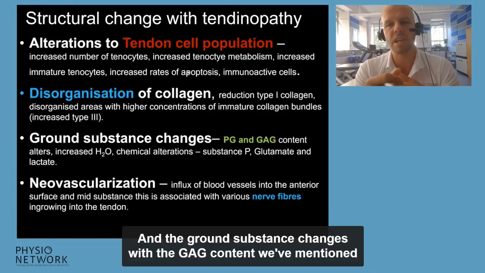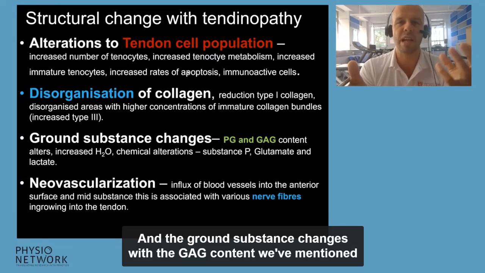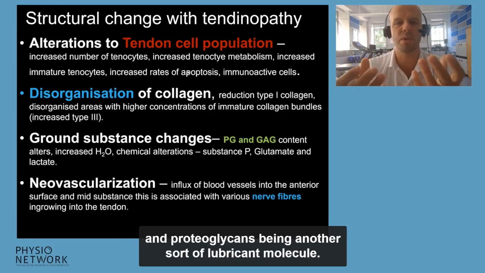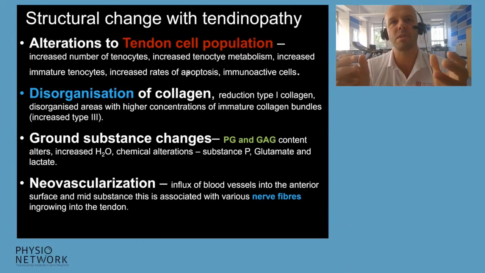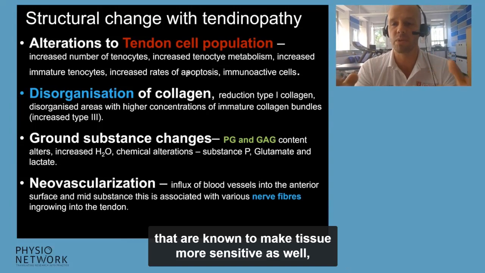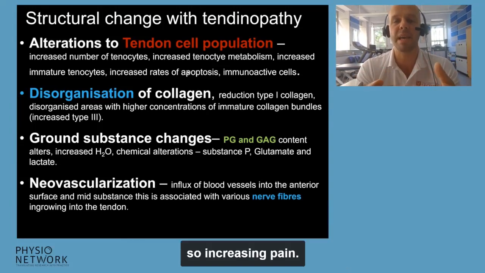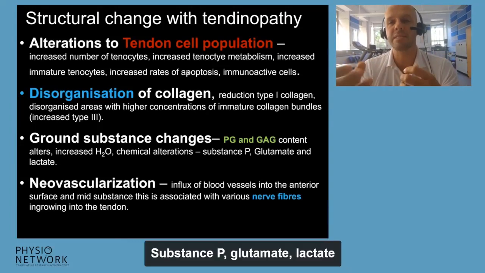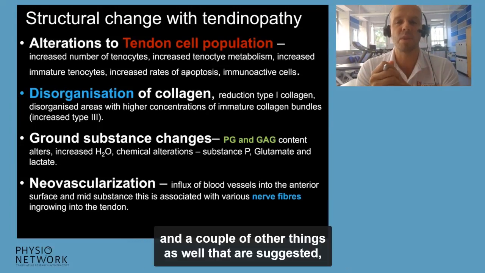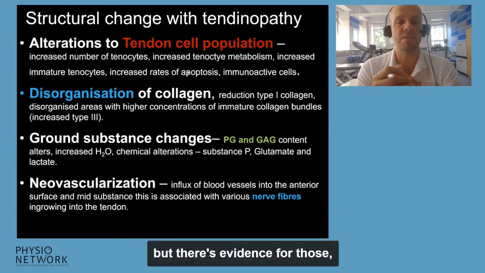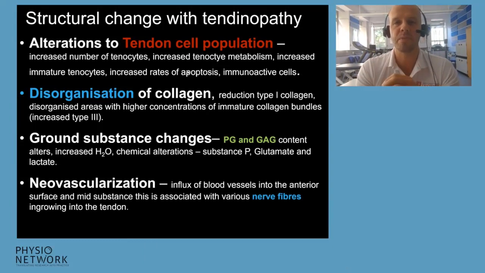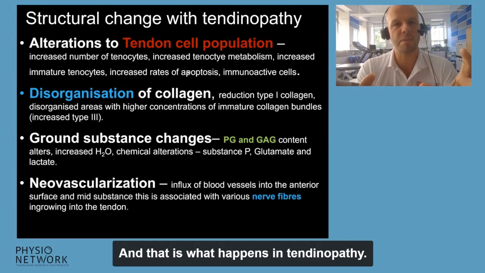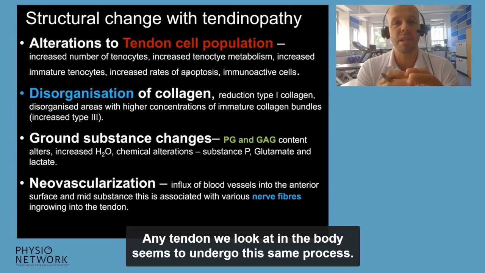And the ground substance changes with the GAG content we've mentioned, and proteoglycans being another sort of lubricant molecule. There's more water there, and there's a variety of substances that are known to make tissue more sensitive as well, so increasing pain: substance P, glutamate, lactate, and a couple of other things as well that are suggested, but there's evidence for those, alongside these neovessels that come into the tissue. And that is what happens in tendinopathy. Any tendon we look at in the body seems to undergo this same process.